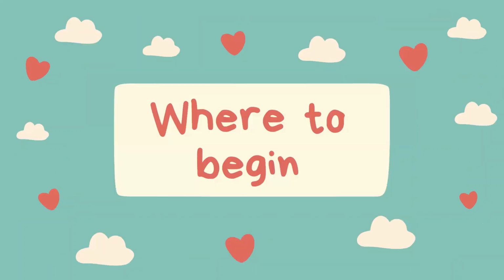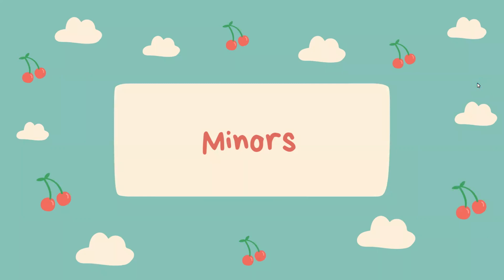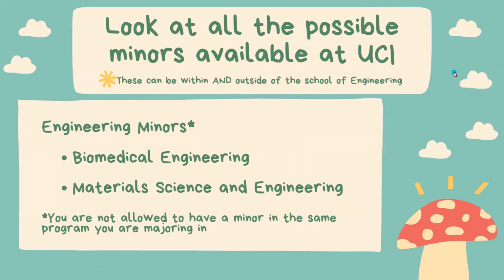So where do you even begin? I will begin by talking about minors. How do you begin searching which minors you want to pursue or which minors are even interesting or even offered? So I highly recommend looking at all the possible minors available at UC Irvine. And like I mentioned before, these can be inside and outside of the School of Engineering.